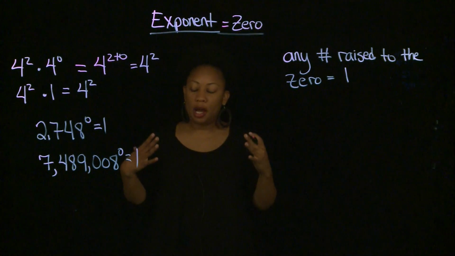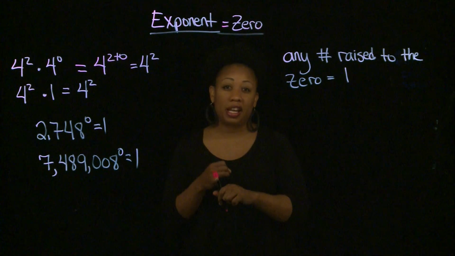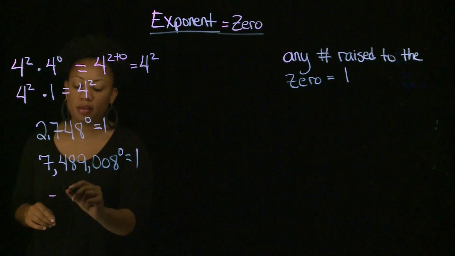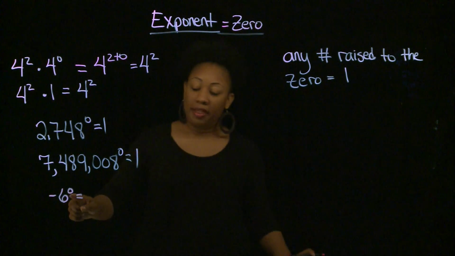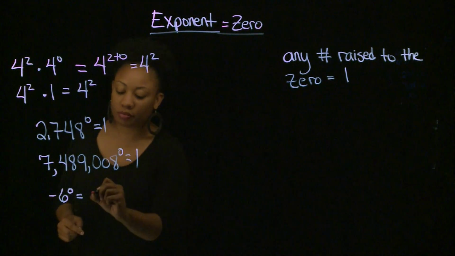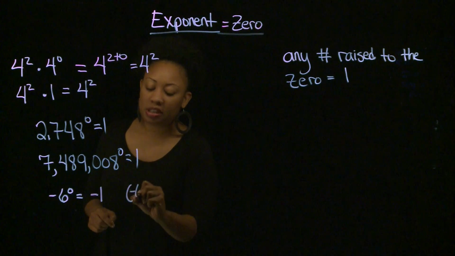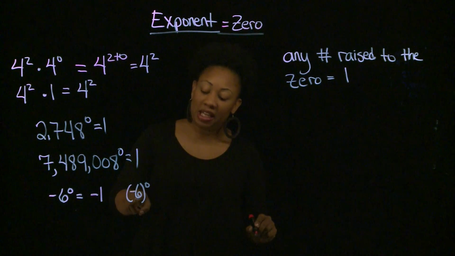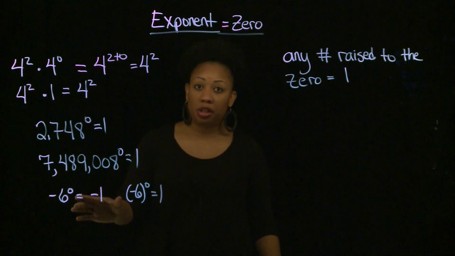Now you have to be careful when you're dealing with basically things that are just more than one number. Like if you have a negative, for example, if I have negative 6 to the 0, this 0 is only attached to this 6. So this negative is going to stay out there. So I'm going to have negative 1. Whereas if I had negative 6 and the negative is inside the parentheses, then that negative is attached to that 6. So then my answer would be 1. So you want to make sure that you're watching that.